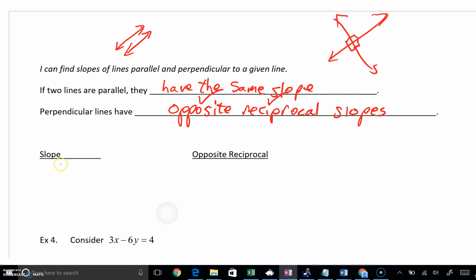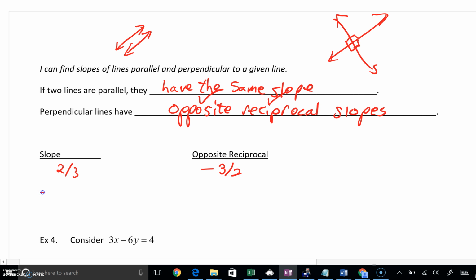So let's just say that I gave you a slope of, say, 2/3, and I want to find the opposite reciprocal. I've got to do 2 things. I've got to change the sign, and I've got to flip it. So what would the opposite reciprocal be? -3/2. You got it. Change the sign and flip.